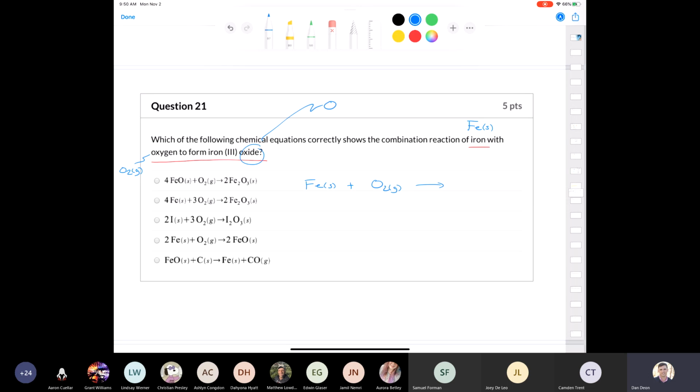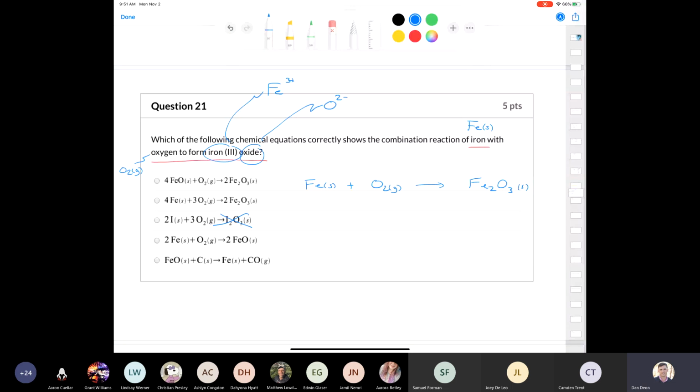You should know that an oxide is O2 minus. Iron 3 means iron with a 3 plus charge. How do we combine those? We get Fe2O3, and that is also a solid. If you look at the possible answers, this is definitely not right because I is the symbol for iodine. Another thing I've noticed is that my equation isn't balanced.